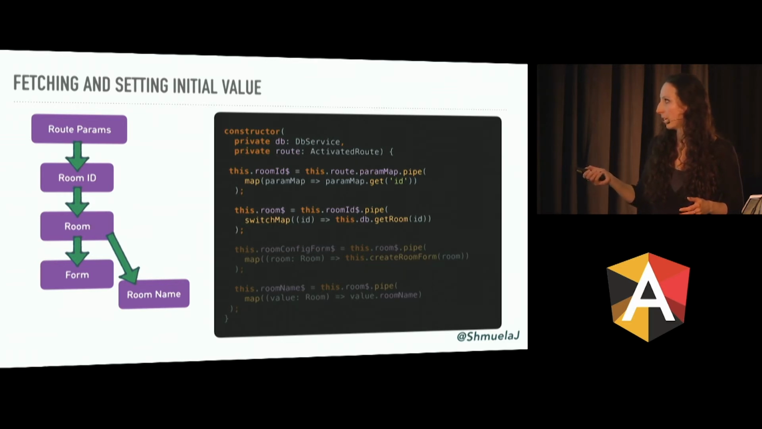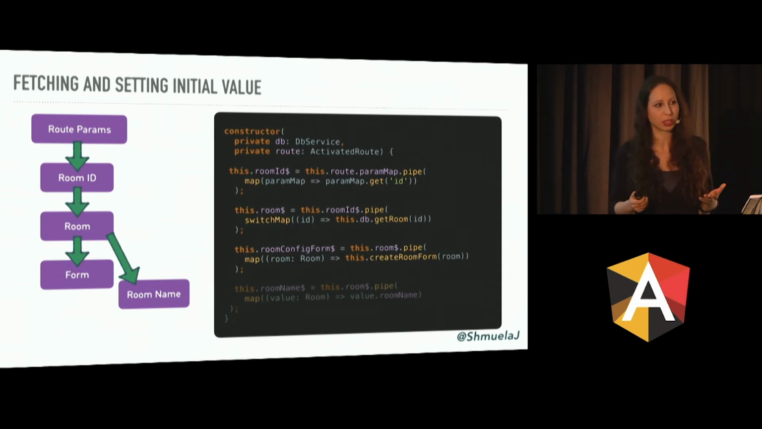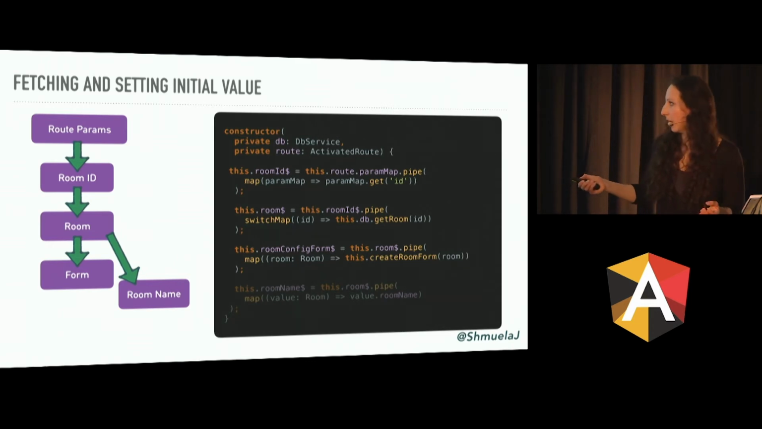The room itself is also an observable. So I have the room ID, and I switchMap it to use a different observable. So getRoom in the database service returns an observable, but you need to pass the ID first, okay? So switchMap is used for that. Then we have the room configuration here in the stream. So now I have the stream of the form itself. So again, I'm piping the room information and mapping it to a method where I create the form, okay? And we'll see this method.